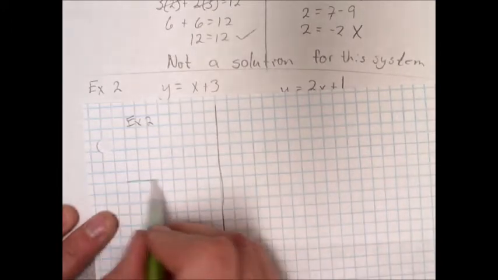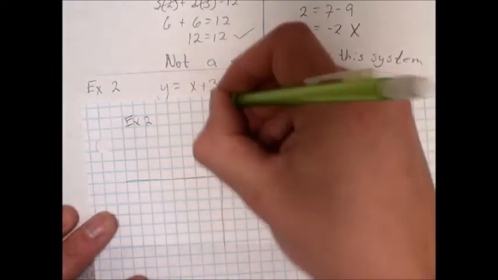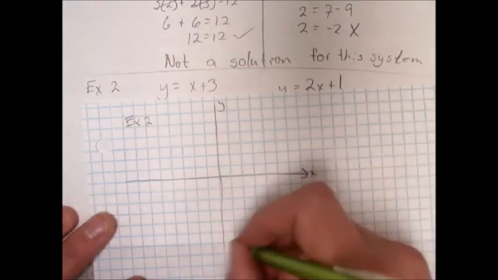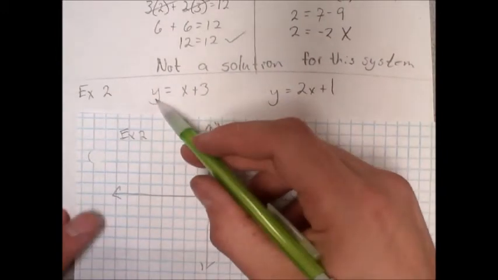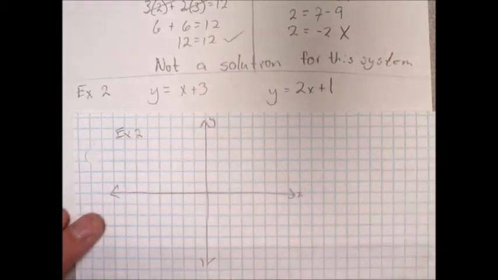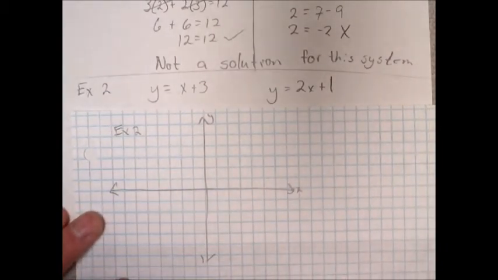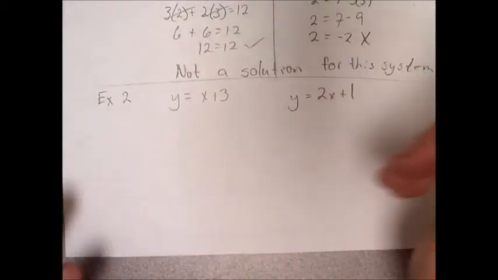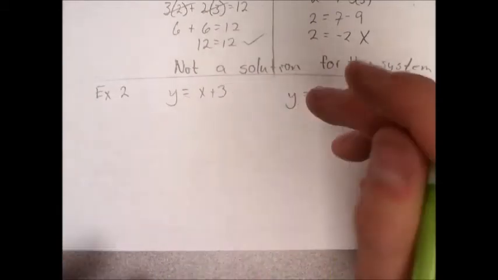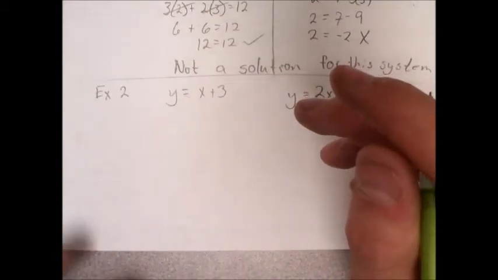Create an x and y axis. They have arrows. So I'm going to graph the first one, y = x + 3. Where do I start? We need to start all the way at the beginning because we don't know what y = mx + b is anymore. I don't want to waste my time or yours.